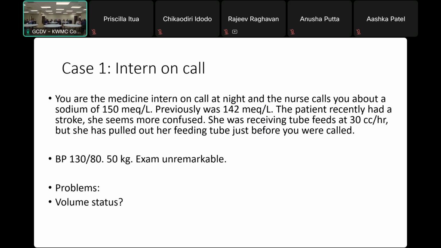The patient just stopped, pulling down, pulled out her feeding tube before you're called. Blood pressure is 130/80. Normal? Yes? No? Pretty normal blood pressure. Exam's unremarkable. So what do you guys think? What are some of the problems in this case regarding the fluid status?